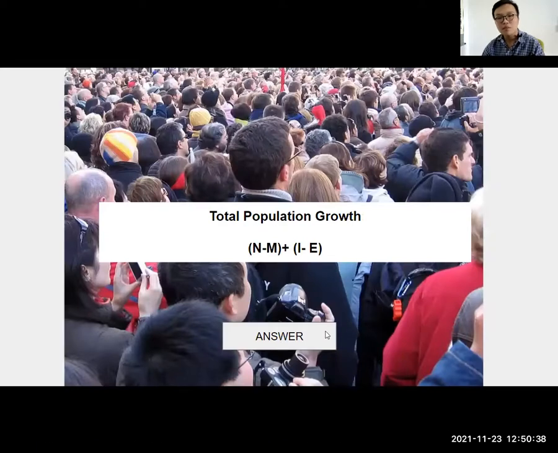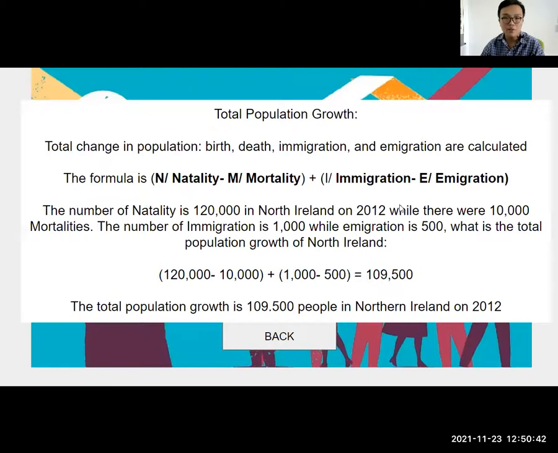The total population growth. So this is similar to the natural population growth, but we also include immigration and emigration. So again, the formula is natality minus mortality plus immigration minus emigration. Immigration means that you go into the city. Well, if you emigrate, then you get out of the city.